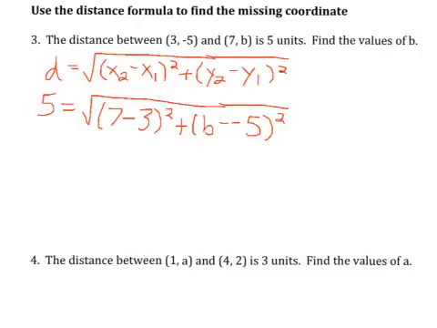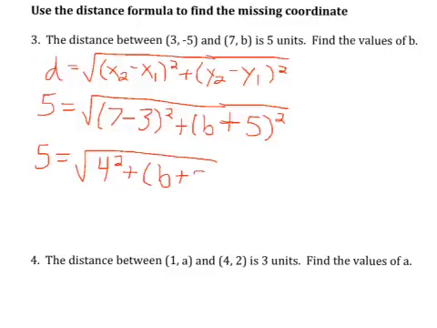Okay, so let's do a little simplifying. So we have 5 equals the square root of 4 squared plus, this minus will become a plus, (b plus 5) squared. And I know that 4 squared is 16, so we'll change that to a 16.